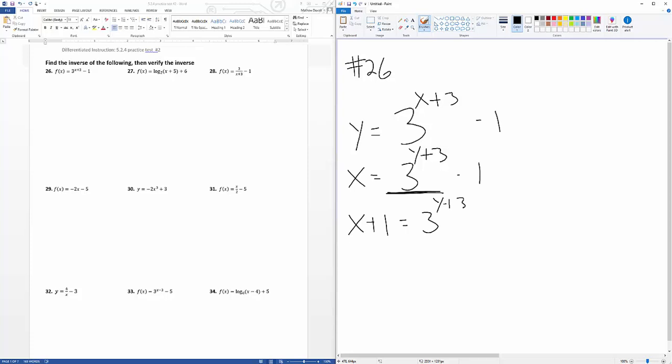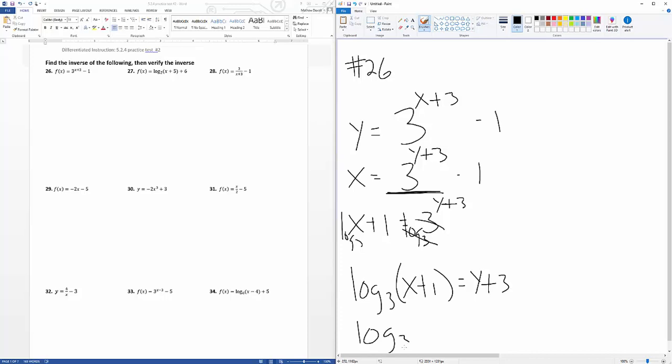Now the inverse of that base 3, right? It says 3 to the y plus 3 power. The inverse of that base 3 is log base 3. So we're going to take log base 3 of both sides. So we're going to get log base 3 of x plus 1 equals, well, those are inverses, so they cancel out, and we get y plus 3. Now I can subtract 3 on both sides, and so I get log base 3 of x plus 1, minus 3, equals my y. That is my inverse.